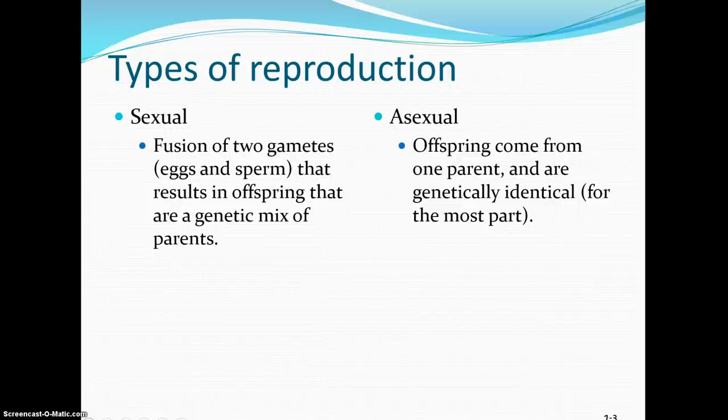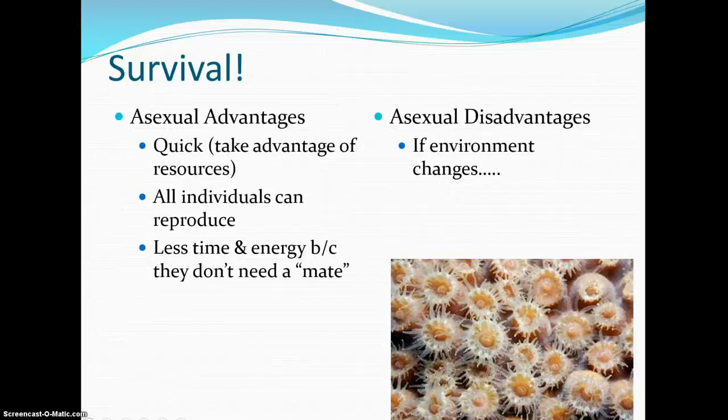There are lots of really cool plants that reproduce asexually. One of the advantages of asexual reproduction is that it's very quick. So when conditions are good, an organism that reproduces asexually can basically swamp the area and take all the resources, because it's a lot quicker than something that is reproducing sexually.